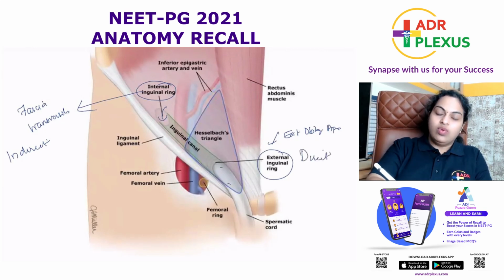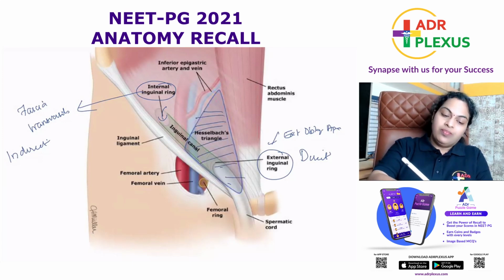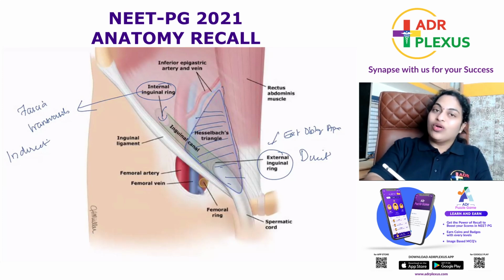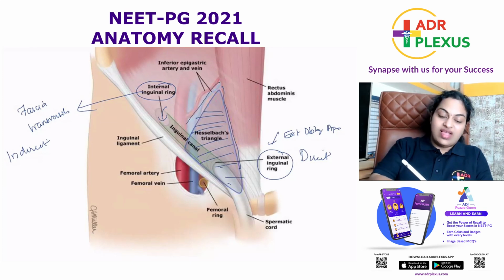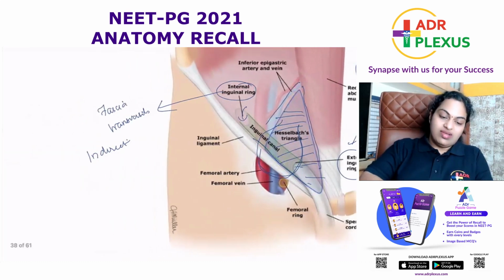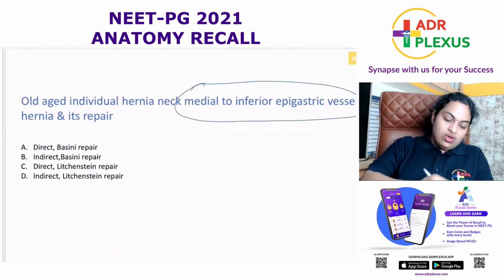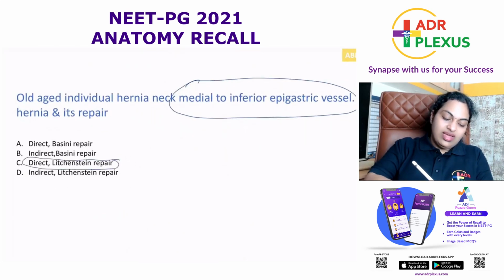What happens in direct inguinal hernia? The contents enter through a weaker part of the abdomen, that's Hesselbach's triangle. What are the boundaries of Hesselbach's triangle? Medially by the lateral border of rectus abdominis muscle, laterally by the inferior epigastric vessels, and below by the inguinal ligament. So in case of direct hernia, coming out through Hesselbach's triangle into the inguinal canal, the neck of the hernial sac will lie medial to the inferior epigastric vessels. And of course, for direct hernia, it is the Lichtenstein repair.